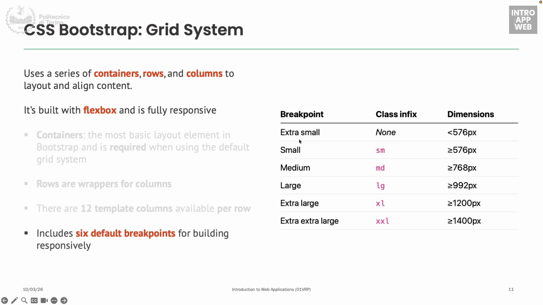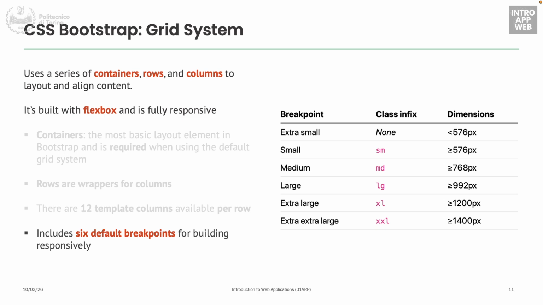So for instance, we can think of this small one as the phone screen. Maybe this one should be like an iPad or a tablet screen, then the large, the extra large, and the extra extra large. So if we open this huge screen, then we are saying that it should be something having more than 1,400 pixels, okay? So these are basically the breakpoints that they are defining, and in our case, with what we have done so far, they correspond to the media queries that we implemented from scratch, okay? Does this make sense?